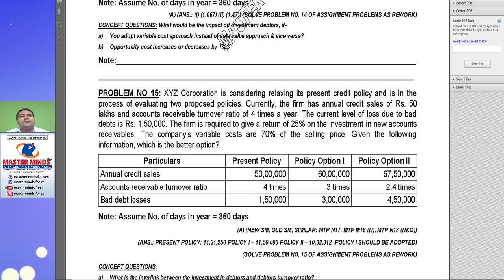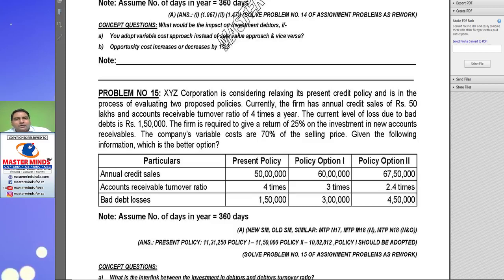So, with the help of debtors turnover ratio, we should find credit period. Usually, credit period is given. If it is not given, debtors turnover ratio is given. It should be expressed like this. 3 times means customer is allowed to make payment 3 times in a year. So in 360 days, 3 times means 120 days credit. 2.4 times, in 360 days 2.4 means 150 days. Therefore, present credit period is 90 days.